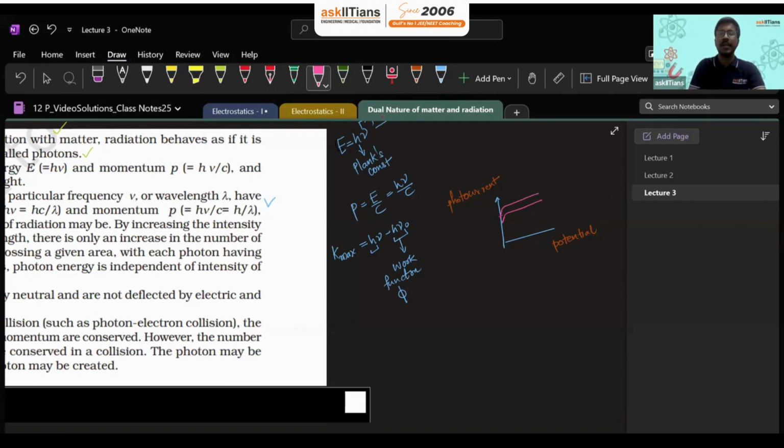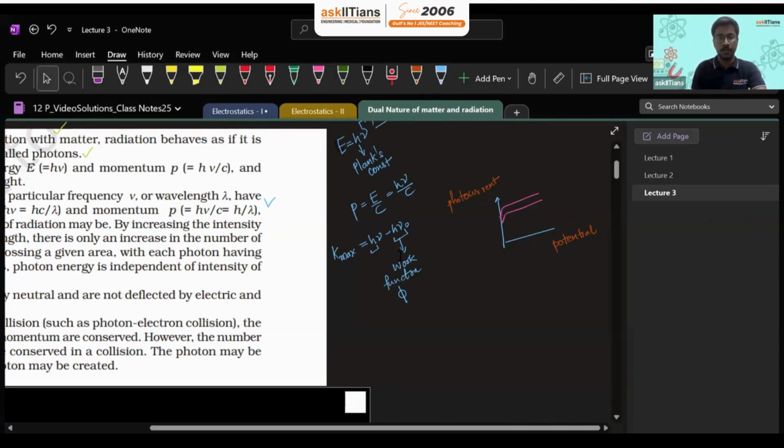But if you increase the energy of the incident radiation, or the frequency of the incident radiation, what happens? The energy of the ejected electron increases. As a result, the stopping potential required will be higher, corresponding to that higher frequency of the incident photon. Okay.